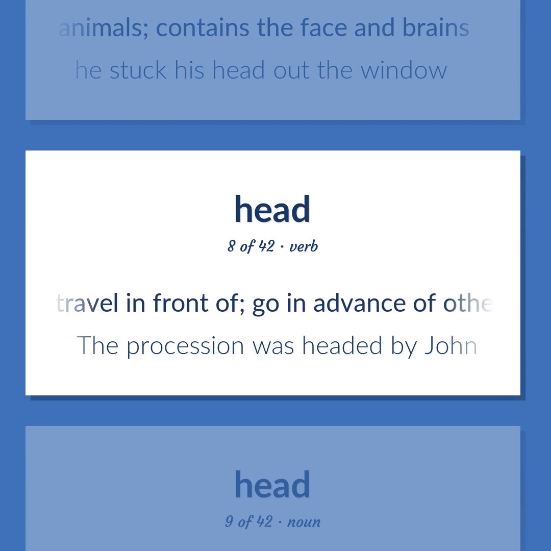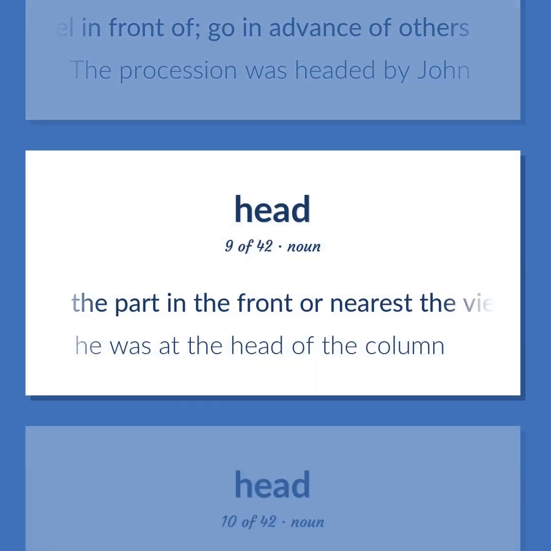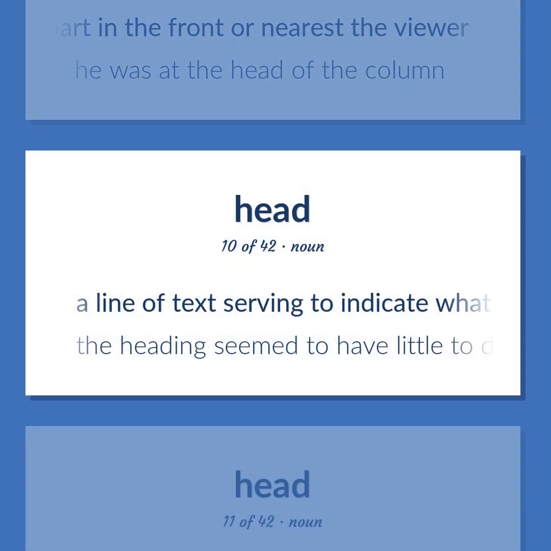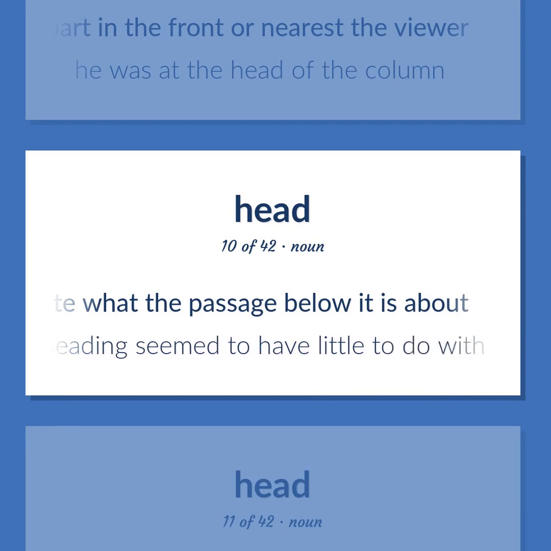Travel in front of. Go in advance of others. The procession was headed by John. The part in the front or nearest the viewer. He was at the head of the column. A line of text serving to indicate what the passage below it is about. The heading seemed to have little to do with the text.